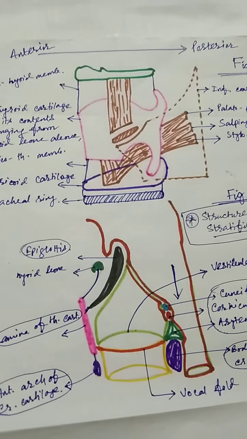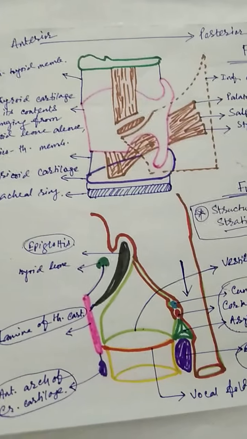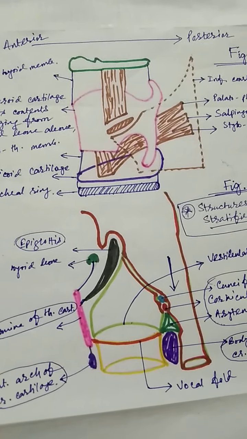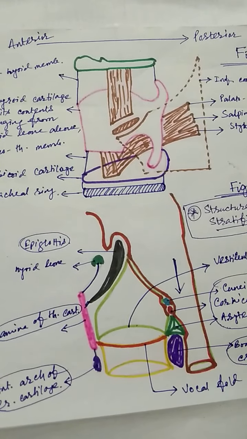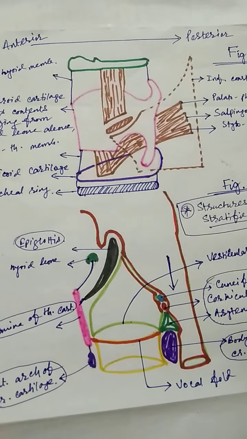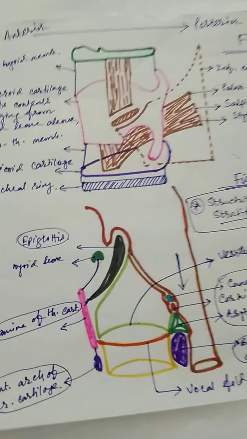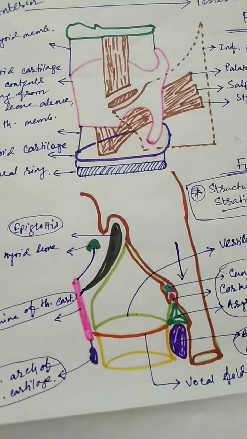Because of this, if the one-sided recurrent laryngeal nerve is cut, the patient will not have any difficulty in respiration, but the patient can have hoarseness of the voice. Okay. So, this is the first condition.